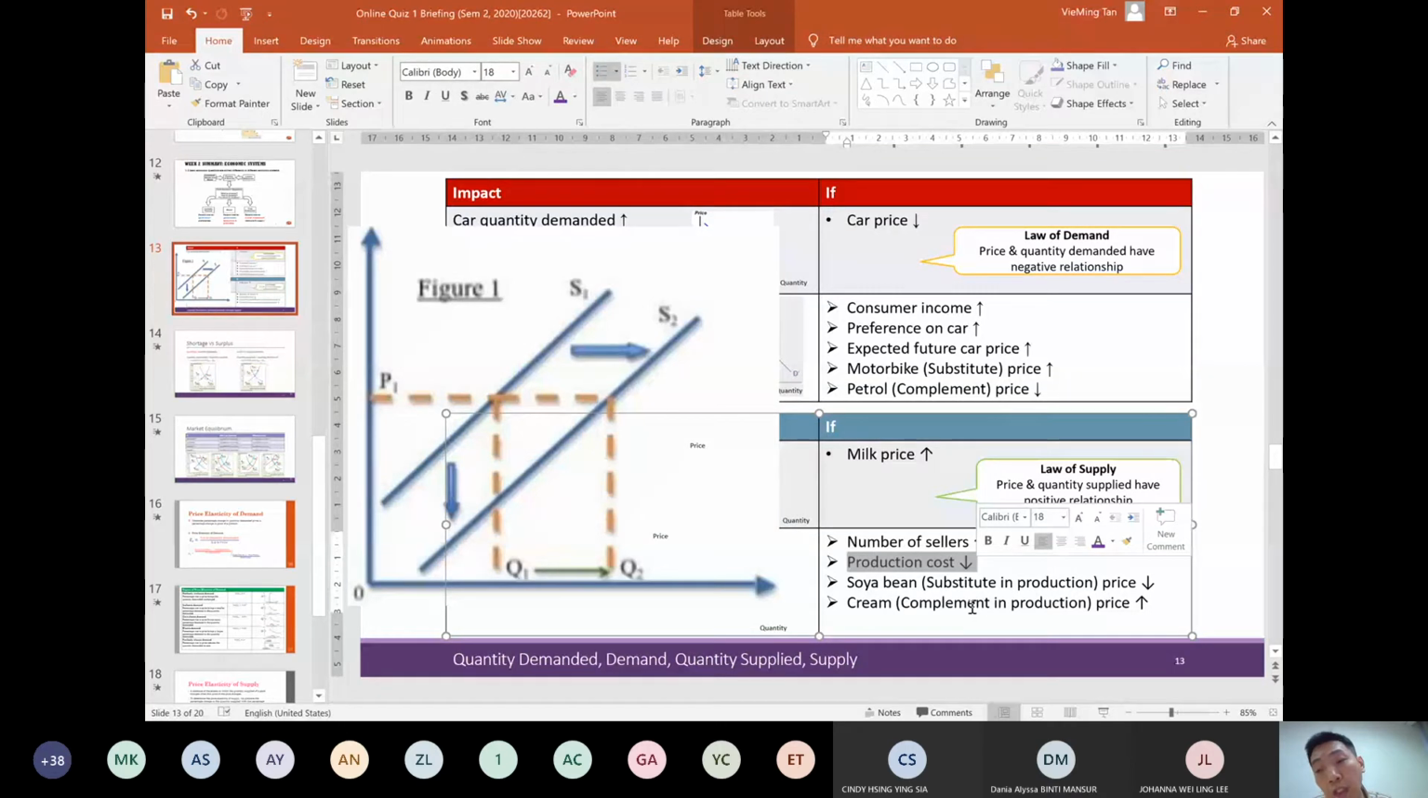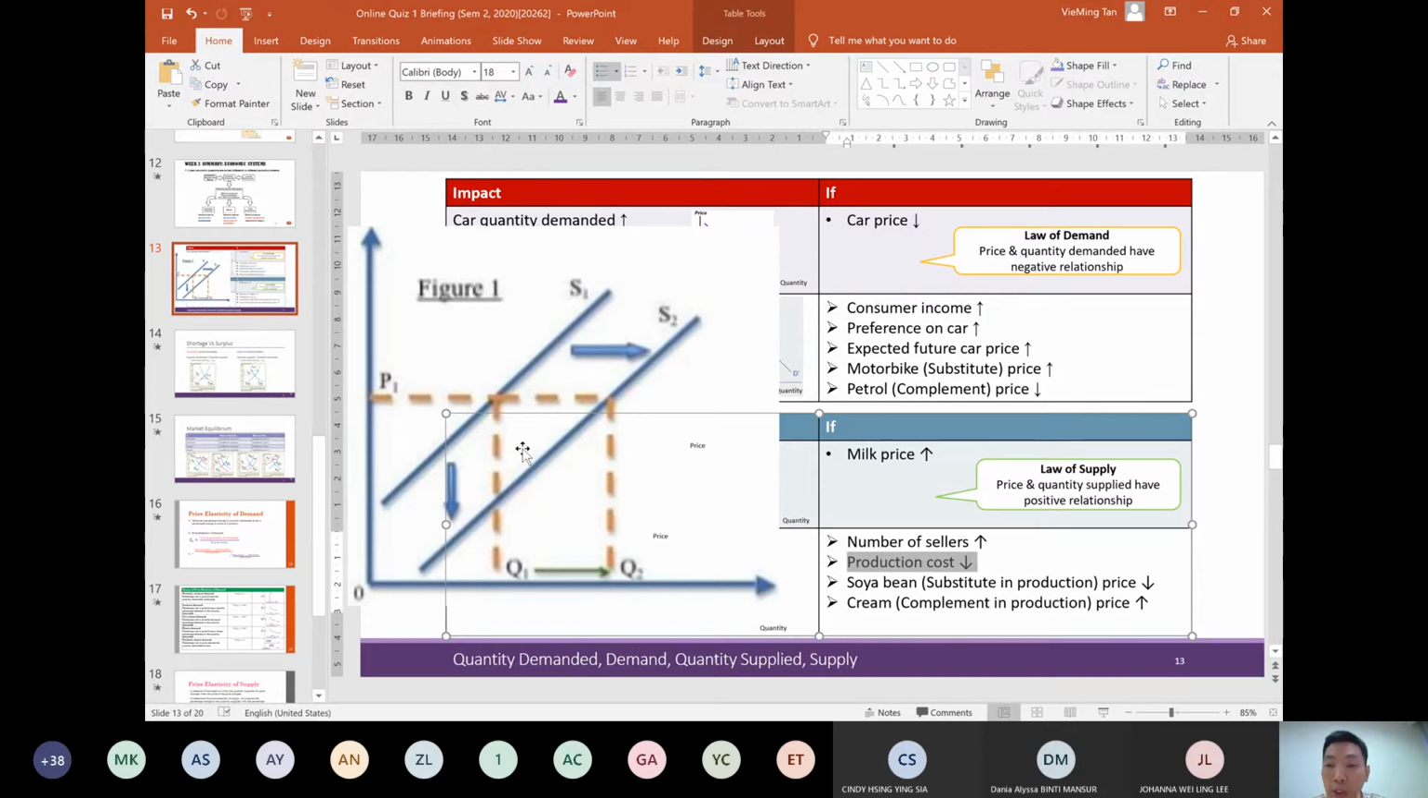Maybe you now have new technology that can help to produce more milk. Or we have new technology that can help to reduce the production cost. This can all reduce the production cost. So once the production cost reduces, this will shift the supply curve to the right hand side.